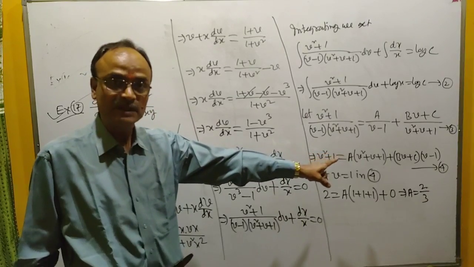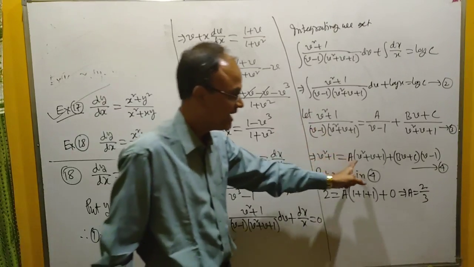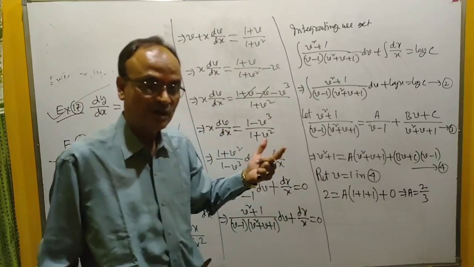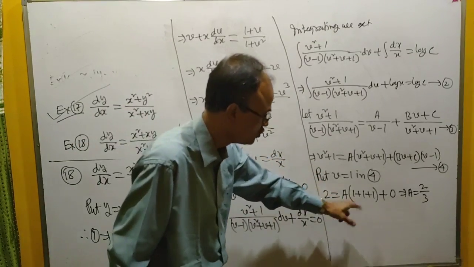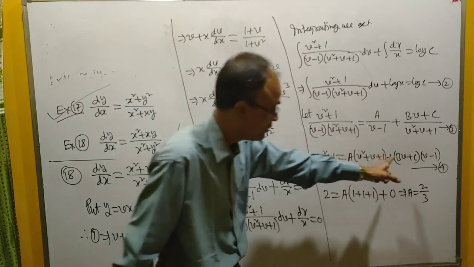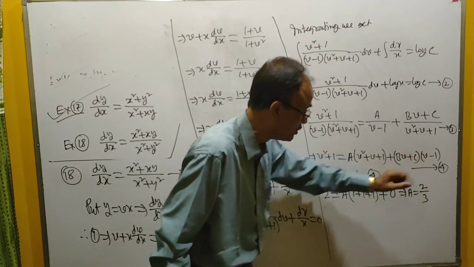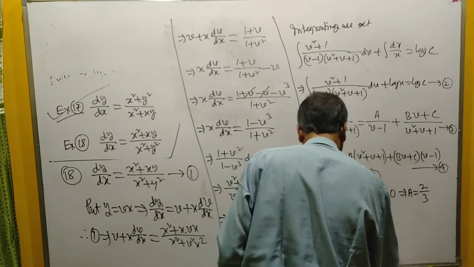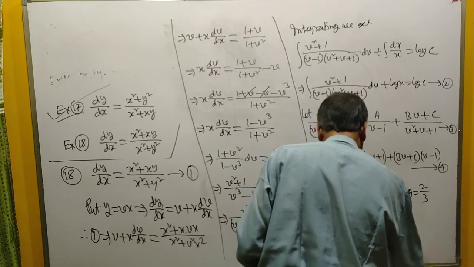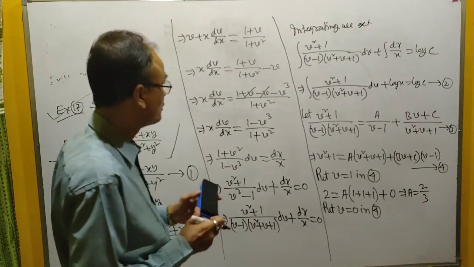We have to find 3 values, a, b, and c. We have obtained the value of the constant a, a equal to 2 by 3. Now put b equal to 0 in 4.